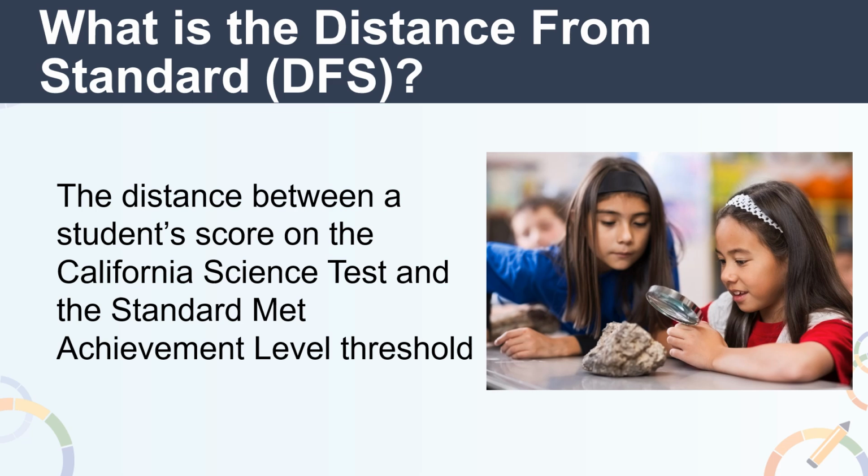The DFS is used to determine the status for science. It is the distance between a student's score on the California Science Test, or CAST, and the threshold for the standard met achievement level. In other words, it is the distance between the student's score and the low threshold scale score of level 3.